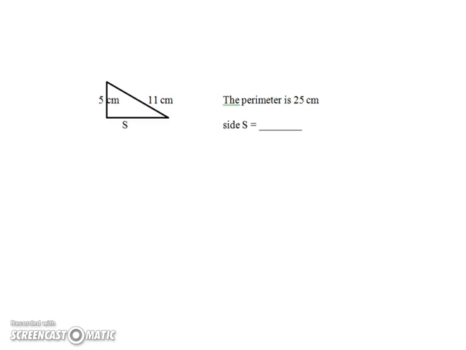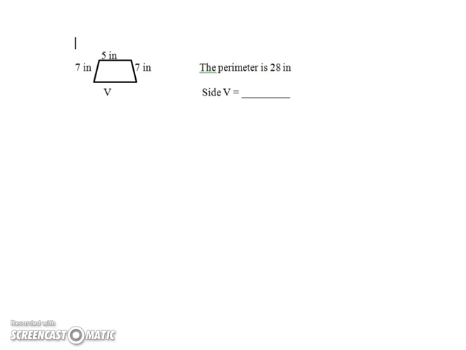First problem gives me the perimeter and two of the sides, and I'm looking for the missing side, so I'm going to add the two sides together that I know. 11 plus 5 is 16. Take that away from 25, and that will tell me how much side S is.